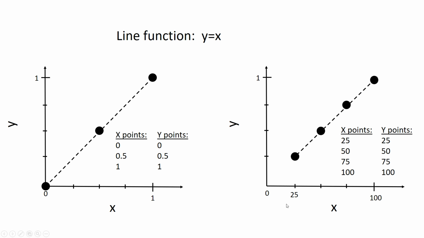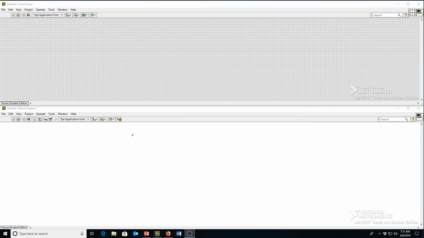Okay, so let's get into our program. What we know we're going to need if we want to generate a list of x points is to be able to input an x min, an x max, and a number of points. That will give us the ability to generate any sort of list of points we could use to define a function. So here we go.